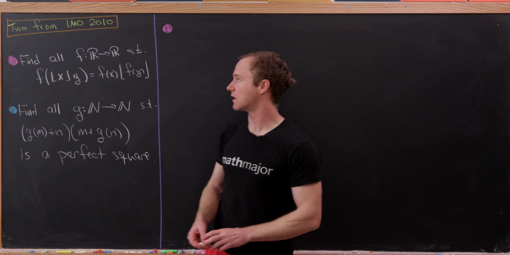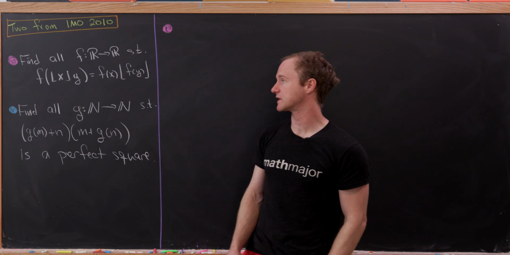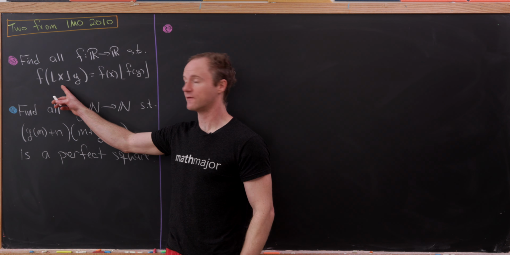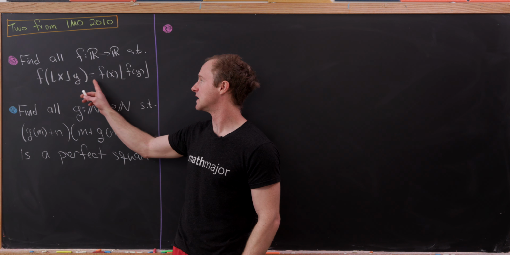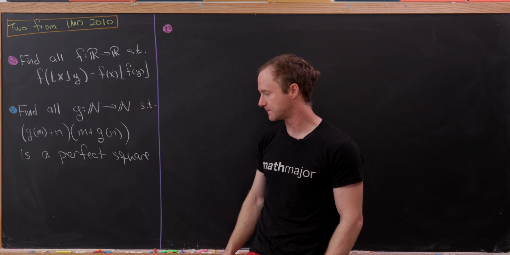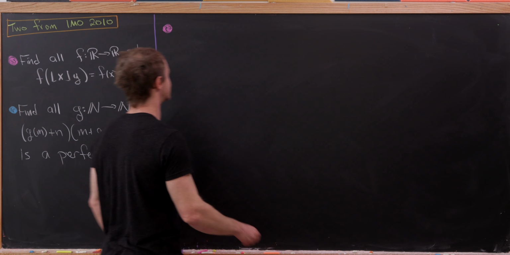Our goal is to find all functions from real numbers to real numbers satisfying the following equation. We have f of the floor of x times y equals f of x times the floor of f of y. Okay, so let's get started.